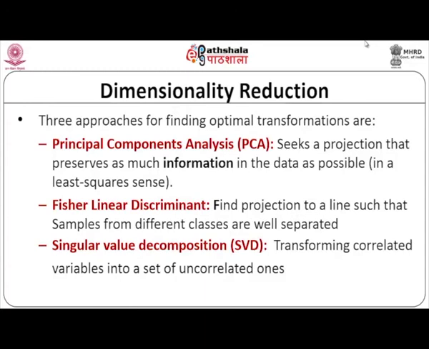Now, in the three methods that we look at here, there are other methods possible. Principal component analysis uses information, that is, it tries to reduce the information loss. The second one, Fisher linear discriminant, tries to preserve the discrimination, so that the classes are well separated. And the third one tries to act upon the correlation. Correlated values can be reduced, so that is trying to get a set of uncorrelated ones. In this module we will be talking about the first method, principal component analysis, and in the next module we will be talking about Fisher linear discriminant and singular value decomposition.